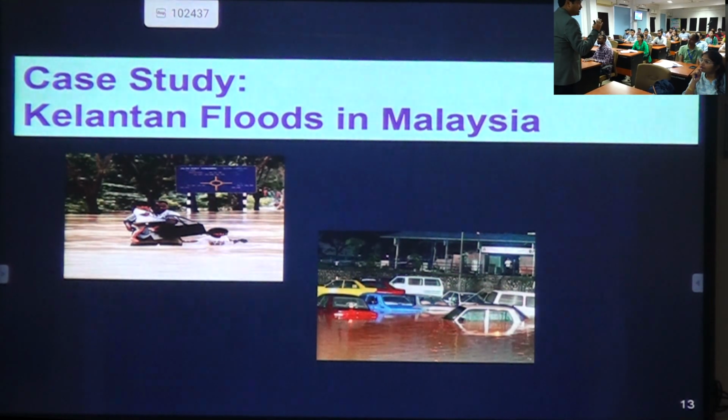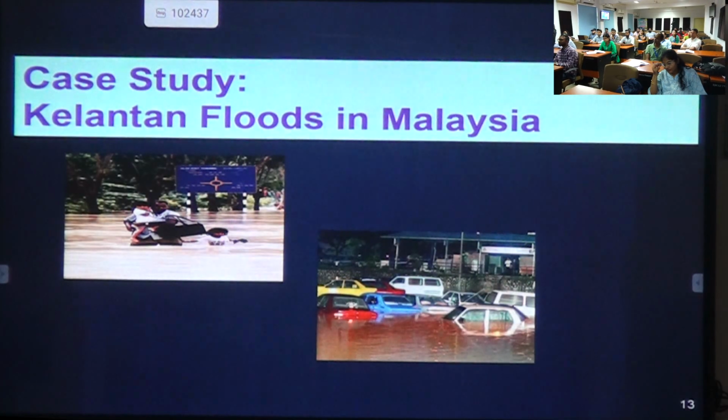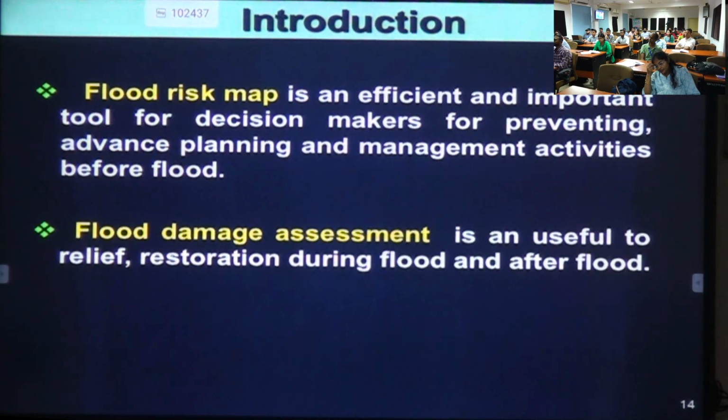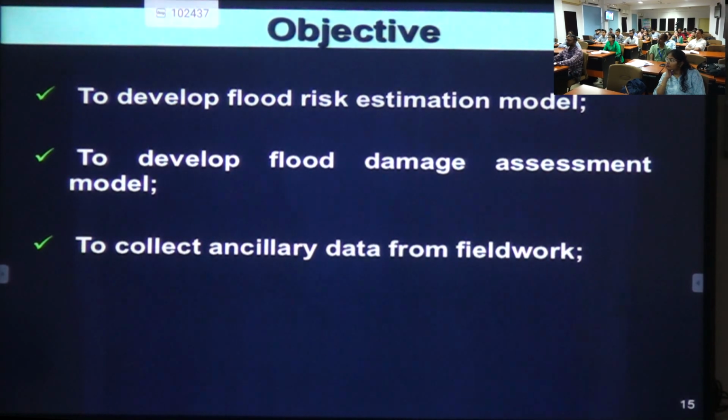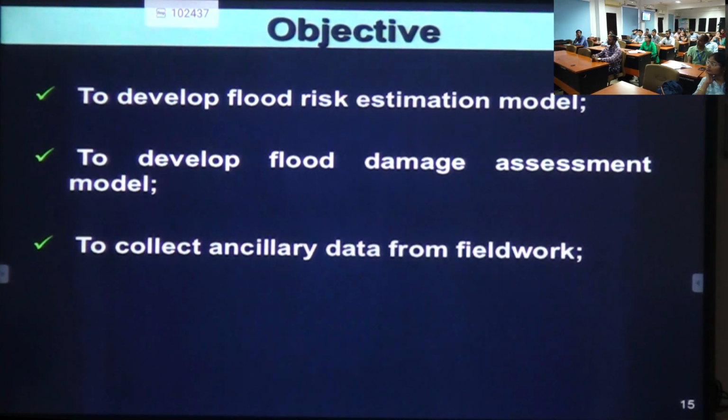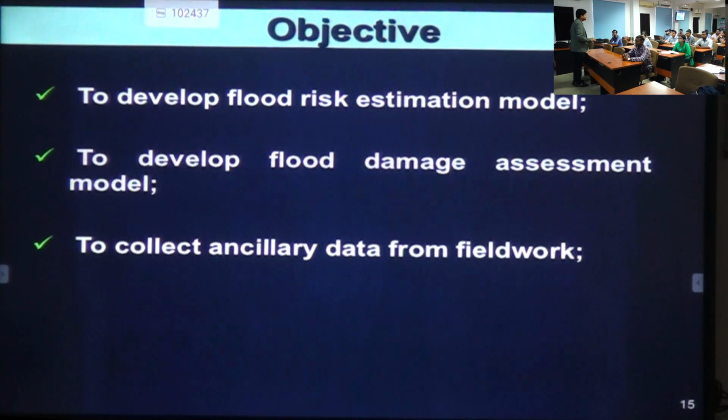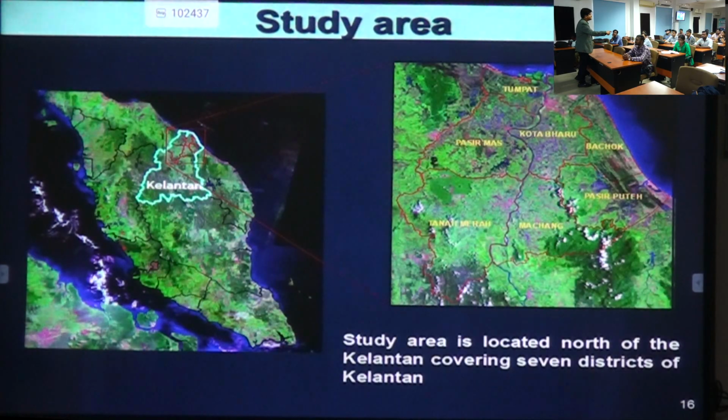Okay? 400 mm is quite a lot, average. Okay, now this also I have already explained, the flood risk map. What is the flood risk map? Why is it important? Damage assessment after the flood has happened, then we would like to do some kind of quick damage assessment. The objective of this particular study was to develop a flood risk model, to develop also a flood damage assessment model, and to, okay, the field data.